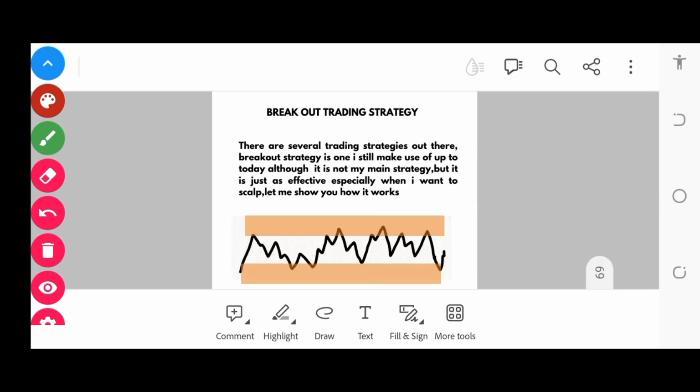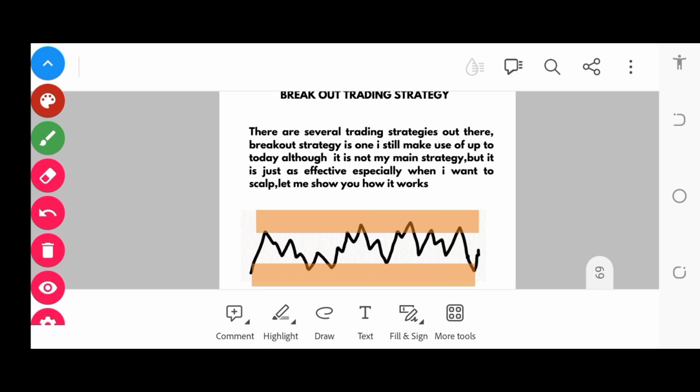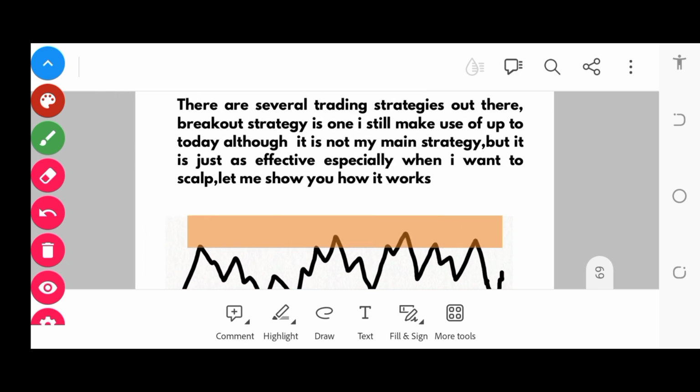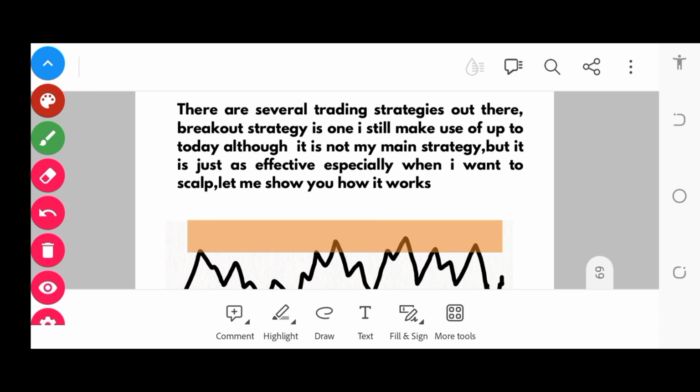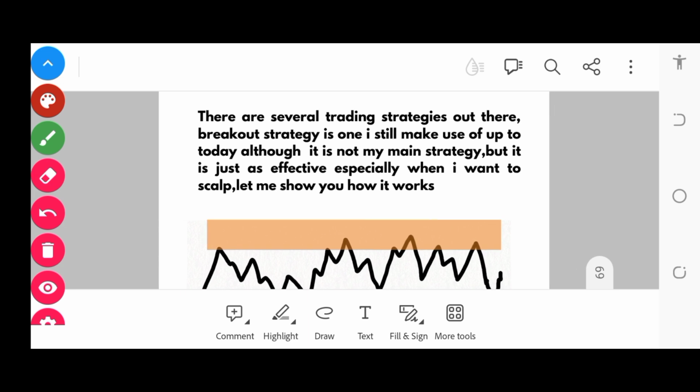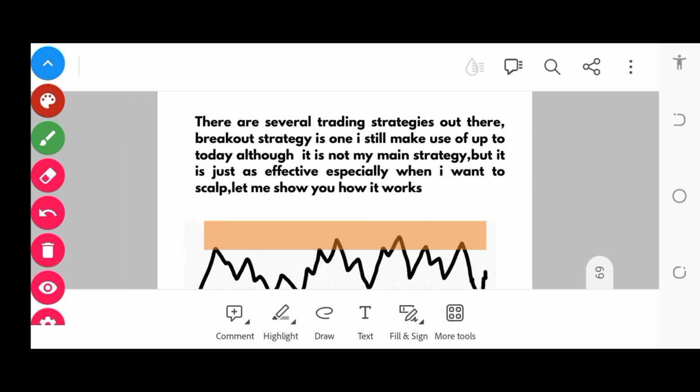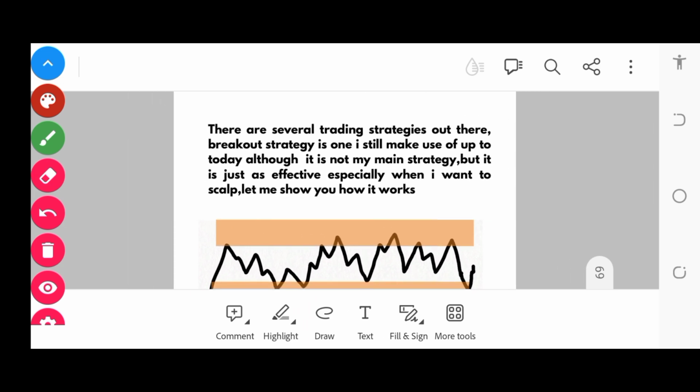There are several trading strategies out there. The breakout strategy is one that I make use of up to today. Although it's not my main strategy, it's just as effective, especially when I want to scalp. So understand that this is a scalping strategy. I use it for scalping. It's not my major strategy, so I don't use it to hold trades for days. No, it's just for scalping, to make quick profits or make money in the market quickly.